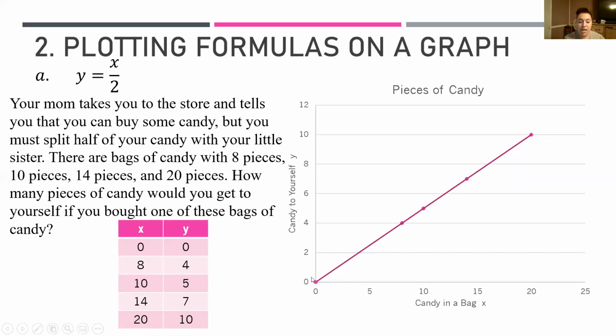So that way, if you want to know how many pieces of candy you would get with your 10, you'd go over here on your x-axis, and you would find your 10, and you'd go up, and it's in between your 4 and your 6, so you would get 5. Graphs are a great way to plot your data, as well as a table to show your data within the line graph. Okay, so next one.